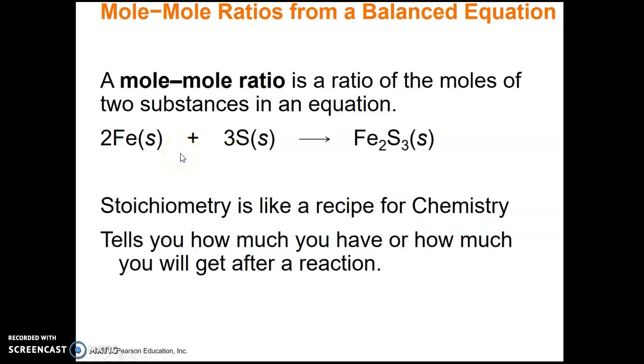So to review from last week, a mole to mole ratio is a ratio of the moles of two substances in an equation. So here I've got iron plus sulfur yields iron 3 sulfide. Stoichiometry is like a recipe for chemistry. It's going to tell you how much you have or how much you're going to get after a reaction. P.S. This is a synthesis reaction because two smaller compounds combine to join one big one.